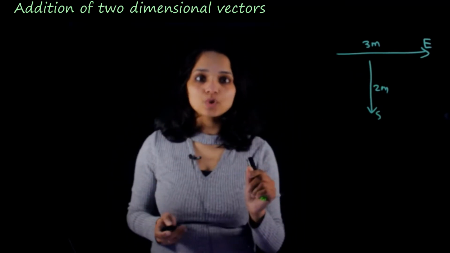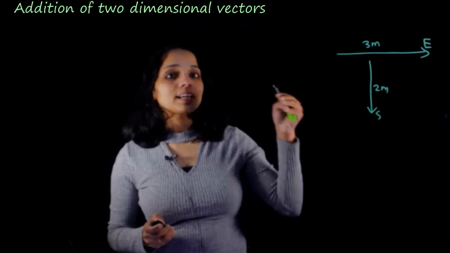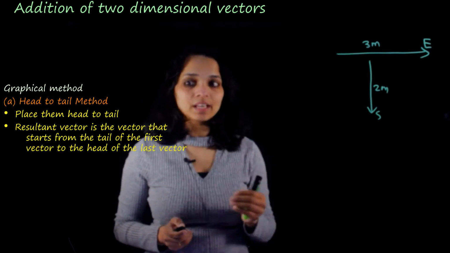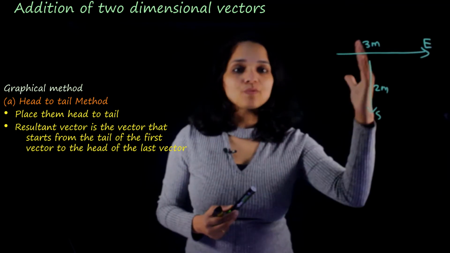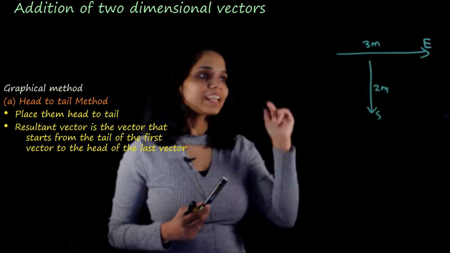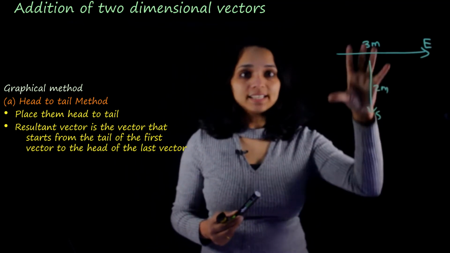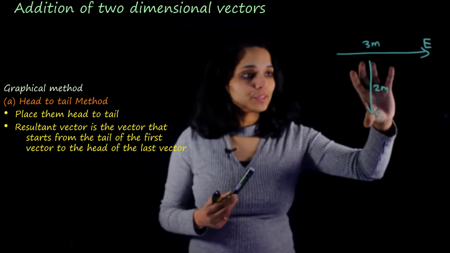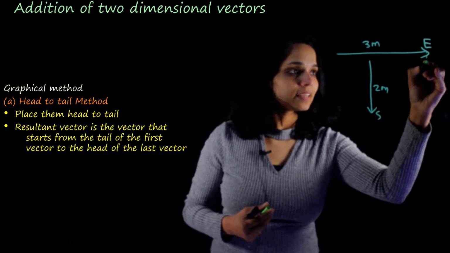There are two ways to add them. One is the graphical way and another one is the geometrical way. In the graphical method, the first method is the head to tail method. In the head to tail method, we place the vectors head to tail, as you can see here. You can move one of the vectors, it doesn't matter which one, but you should place them head to tail. I'm going to move the 2 meter one and place it here.